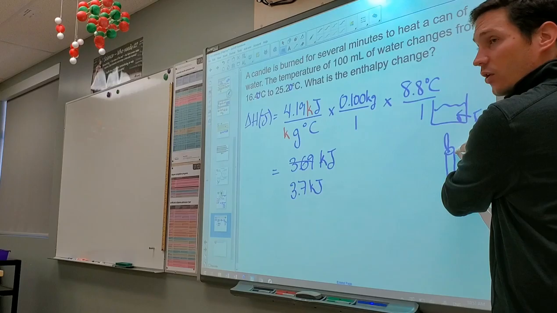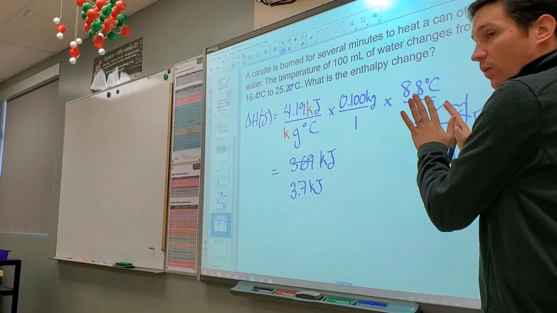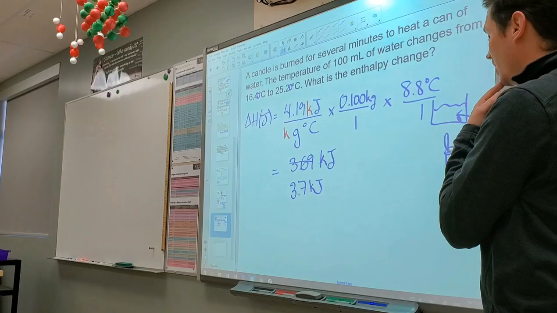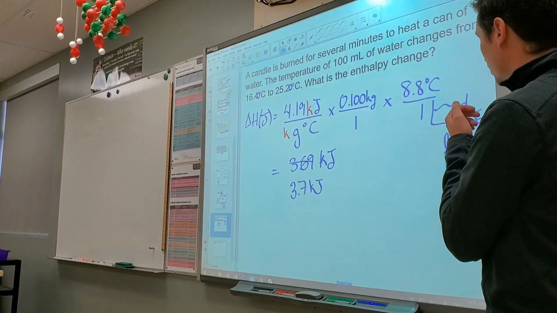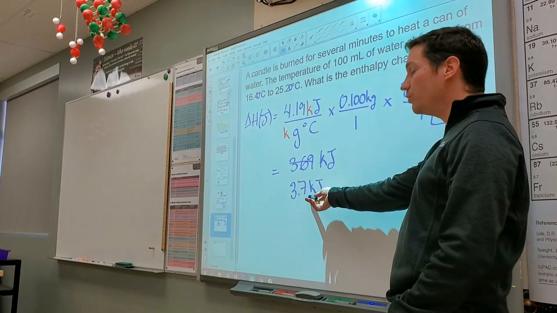What is the candle losing? Is the candle wax getting colder? No. Now I want to be very clear about this. Is it getting hotter? No, it's not getting hotter. The candle wax itself. I agree, the flame is imparting heat onto the candle wax at the top, but the candle wax is not getting hotter. So this thing is not gaining or losing any kinetic energy. It must be losing potential energy, right? So how much potential energy did the candle lose?